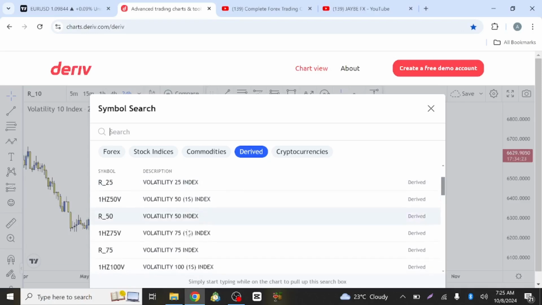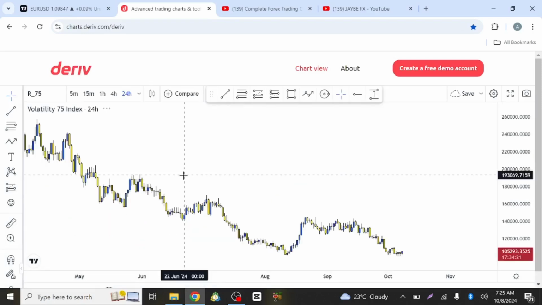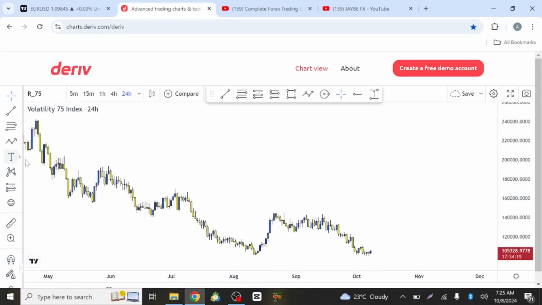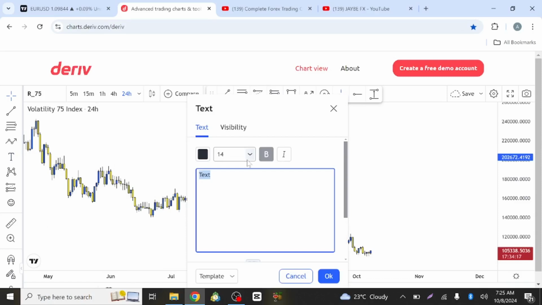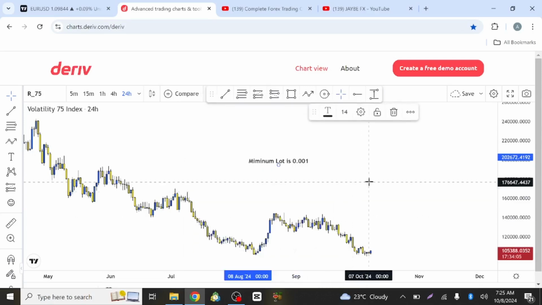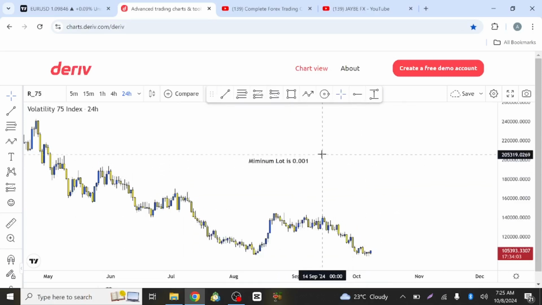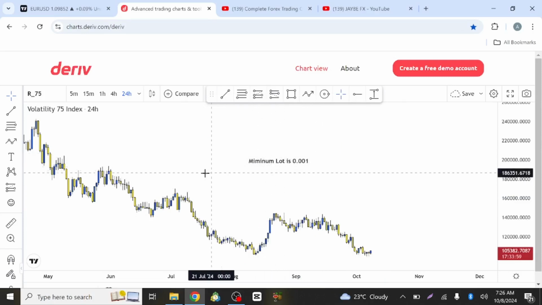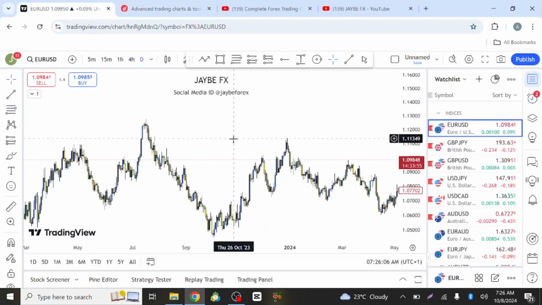For example, volatility 75, the minimum lot is 0.001. I think, yes, 0.001 is the minimum lot. Now, the standard lot on currency pair is 1.